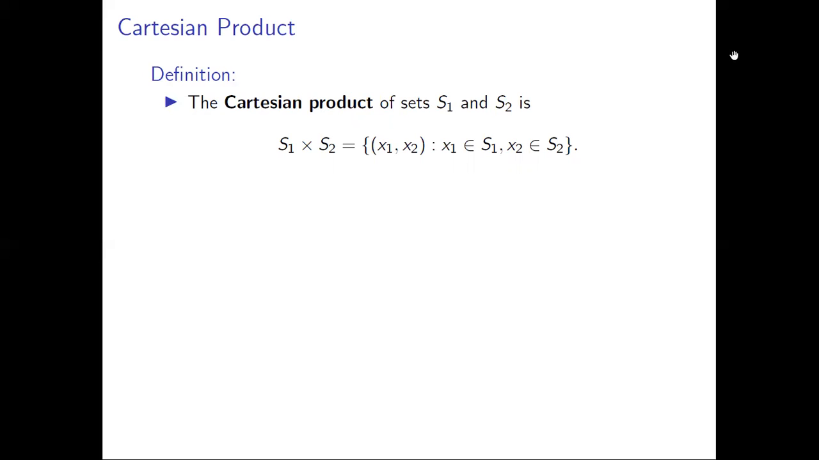And you should read the comma there in the middle as like "and," right? So it's specifying that x1 has to come from S1 and that x2 has to come from S2. So the idea is we want to create all possible ordered pairs that satisfy these conditions, and we take all these ordered pairs and we put them into a set, and that set is called the Cartesian product of S1 and S2.